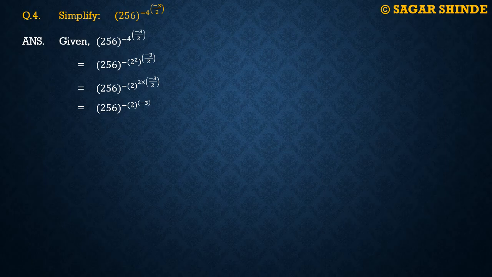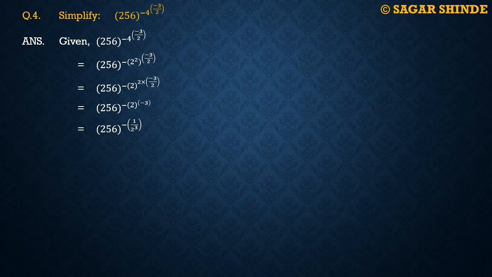Now we have 2 raised to minus 3. This can be written by converting the power as positive. If we want to convert this power into positive one, what can we write? This can be written as 1 upon 2 raised to 3. So in the next step we have written 256 again as it is, that minus sign also we have kept as it is, and 2 raised to minus 3 we have written like 1 upon 2 raised to 3, by using our law of exponent.